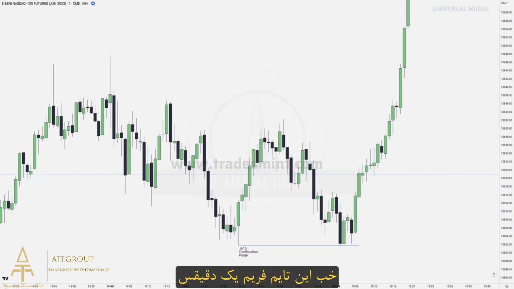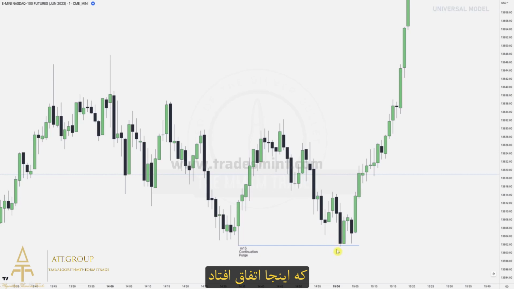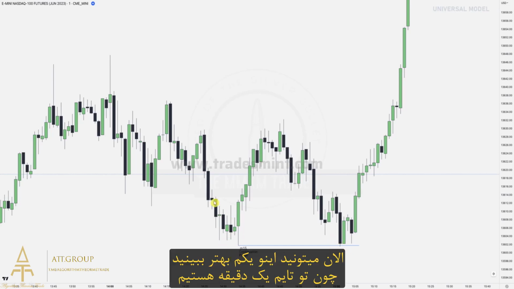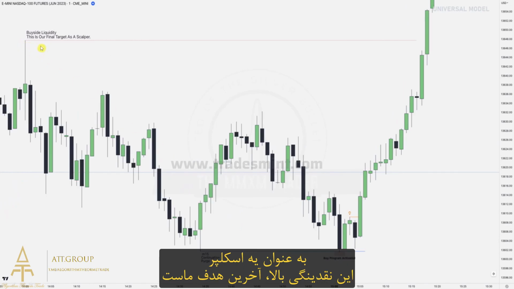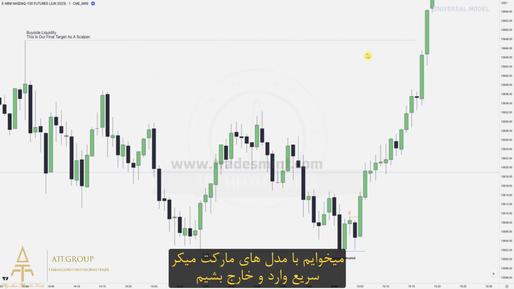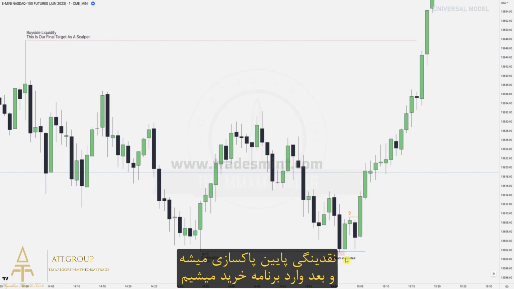Right, we've got a 1-minute time frame right now. We waited for that 15-minute continuation purge, which happened over here, and you can see it a little bit better now because we're in the 1-minute time frame. Buy side liquidity, our final target as a scalper, right? We're not holding for the whole day. We want to go in and out with our market maker models. So a market maker buy model has formed after we create this low. We purge that sell side liquidity and thus go into that buy program.